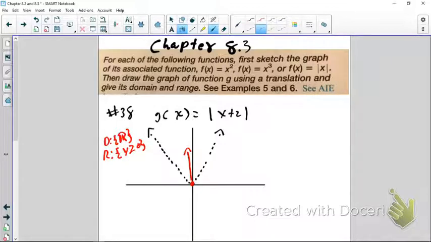For the original function. For ours, though, what it's asking us to do is to be able to analyze and say, if this is the original, if this is the parent function, if I know that this is the basic one that I have, what does this 2 do to the function? Now remember, we talked about having a number inside either the parentheses or the absolute value. What that means is that we actually have an h, and this h has a horizontal shift.